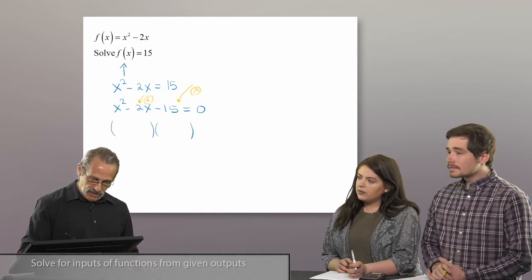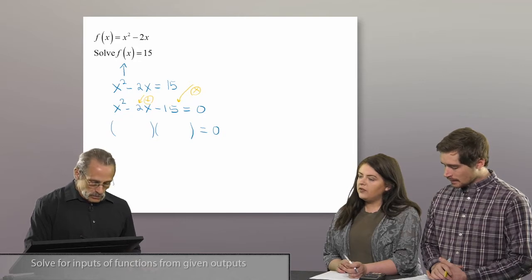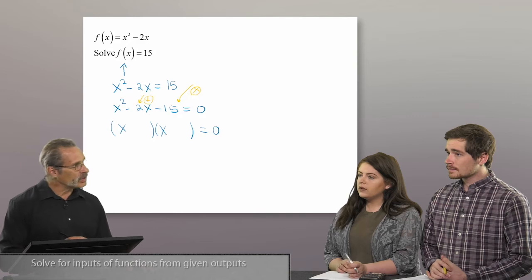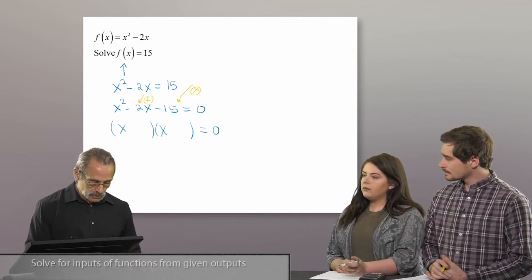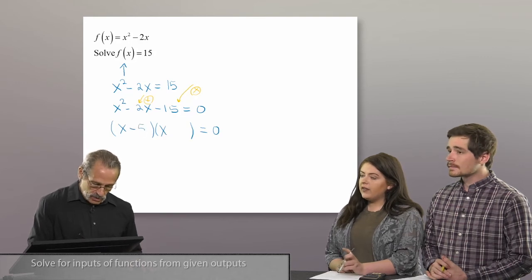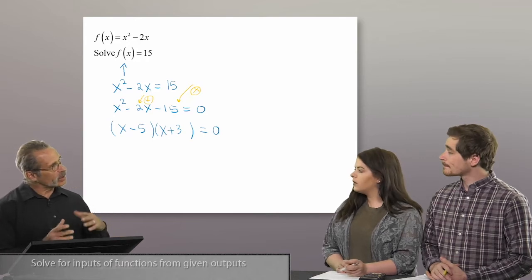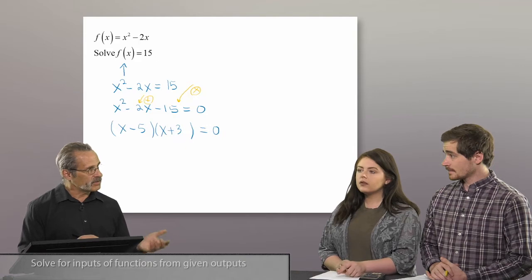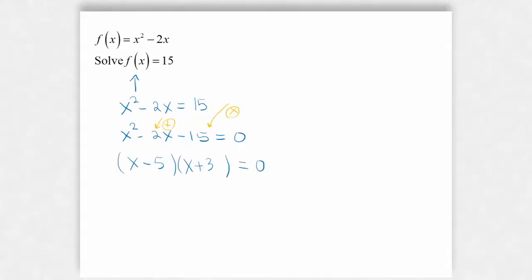So set up my factors, set them equal to 0. The first terms would be x, x, and then the numbers to multiply to give you negative 15, yet add to give you negative 2: minus 5. Very good. And then plus 3. Beautiful. Once we do this, we double check. Negative 5 times 3 is negative 15. Negative 5x plus 3x is negative 2. All right, now we go ahead and just set each factor equal to 0, and we solve.